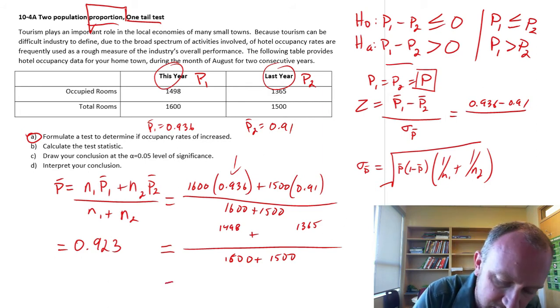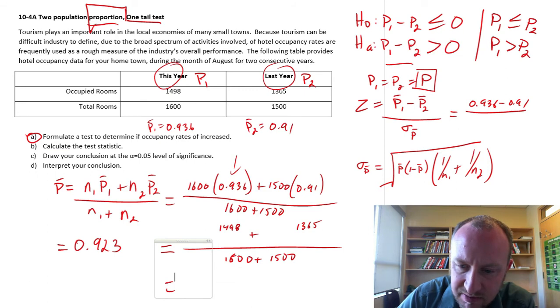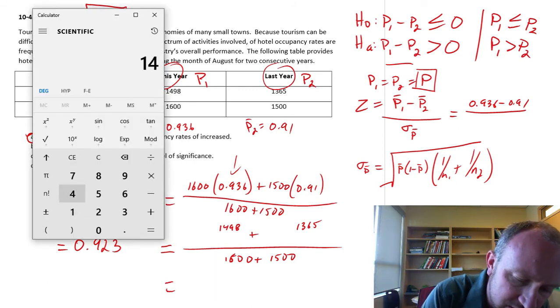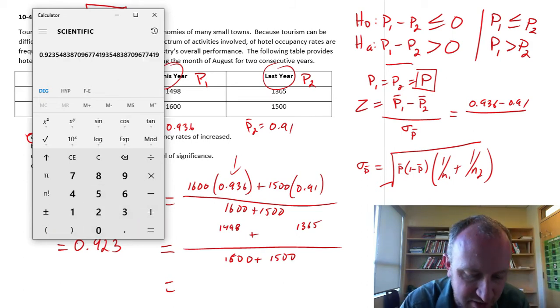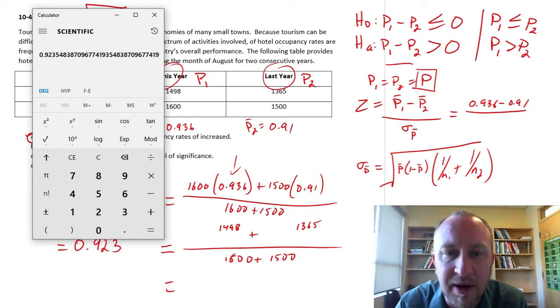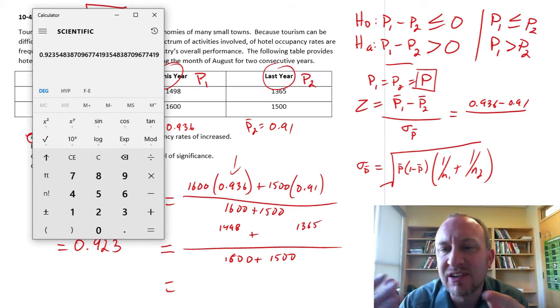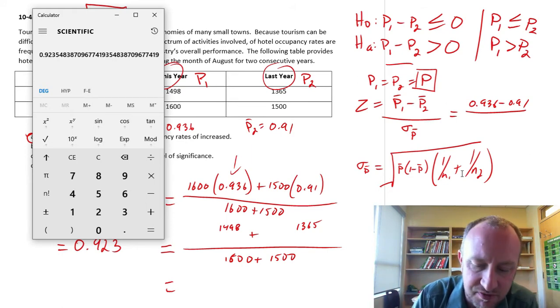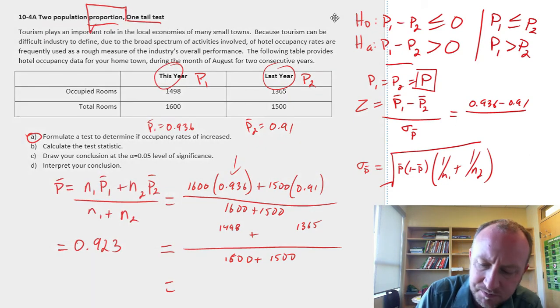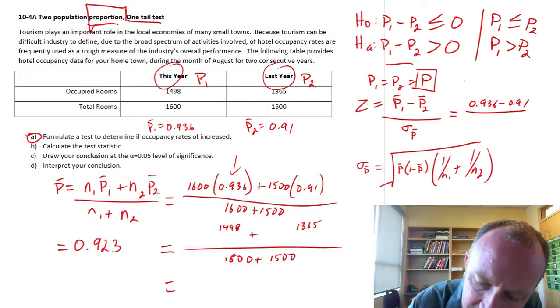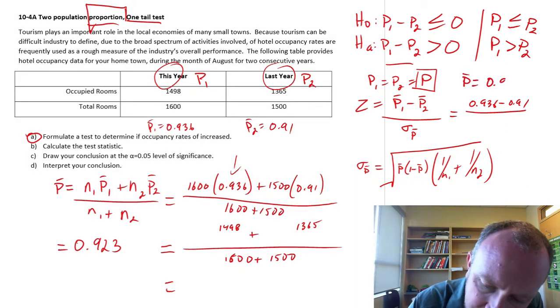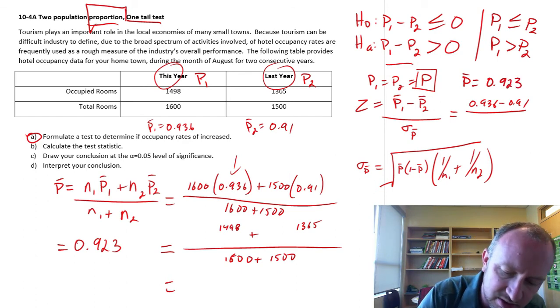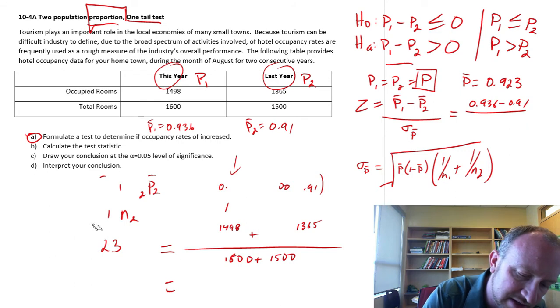Do I have room over here? Come down here. So again, this would simply be, and there might be some rounding error here, 1498 plus 1365 divided by 1600 plus 1500, and 0.923. So there's a little bit of rounding error at the fourth decimal, but we get exactly the same number. So whichever one is easier based on the information you've got is perfectly fine. And we've got our pooled estimator. I'm going to write that up here, 0.923.